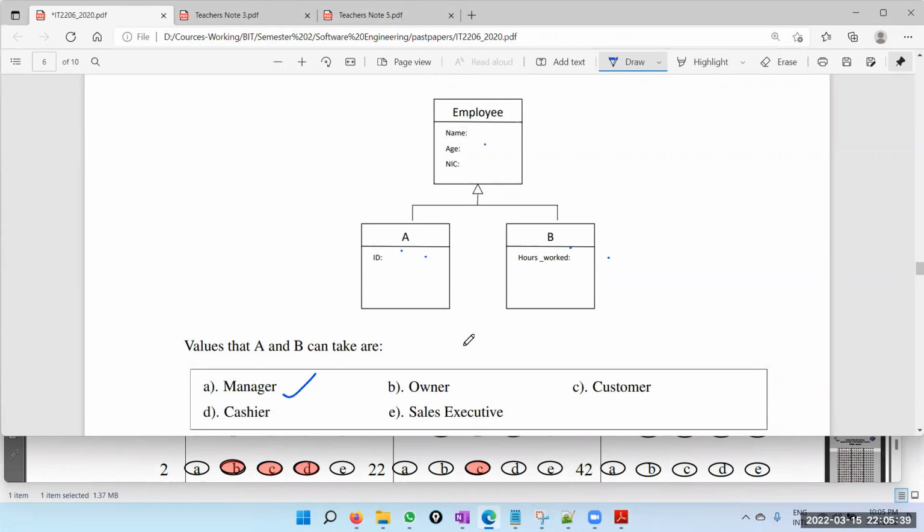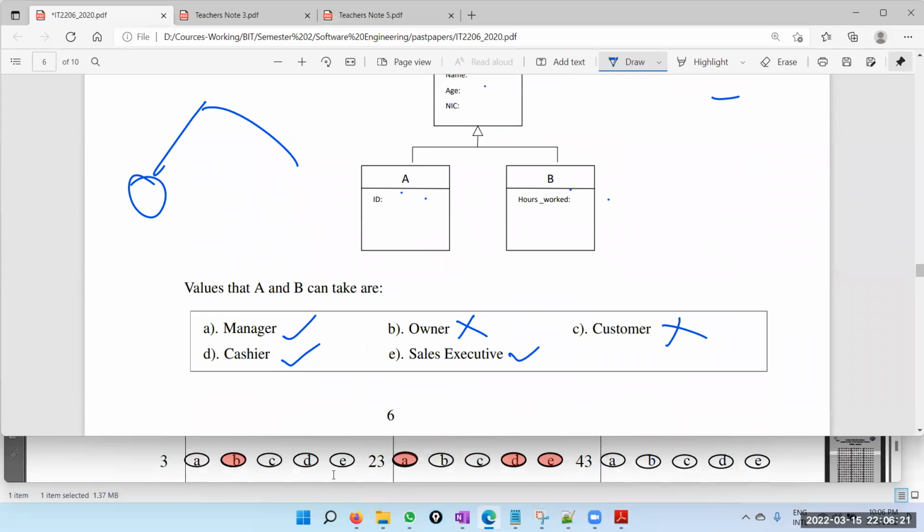Neither. An owner can be an employee as a managing director, but in general an owner is not. We divide people into employer and employee. The employer is the owner, so we will not take it. You have to use a bit of common sense, okay? Customer is not a special case of employee. Customer is a different concept. Cashier, yes. Sales executive, yes, sales executives are employees. So the possible values are, remember, managers are employees. We'll take A, D, and E. It's a bit of common sense, right? A, D, and E.